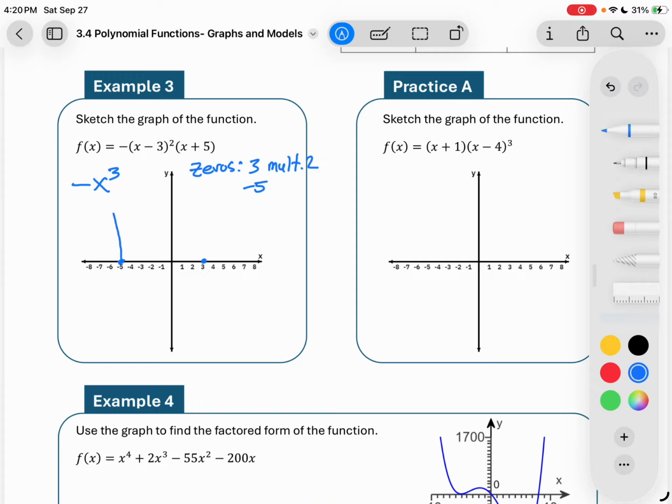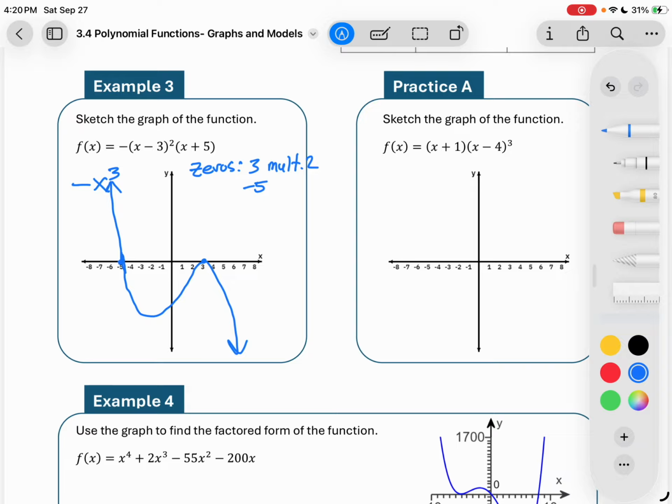So we've got end behavior going up like this, and then we can come down here, make it go like that, and then notice how I created a tangent point at positive 3 because it had even multiplicity.